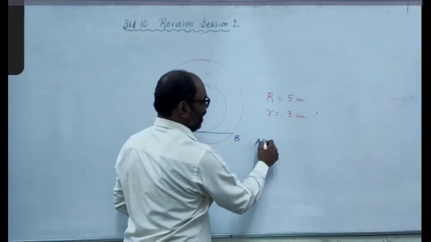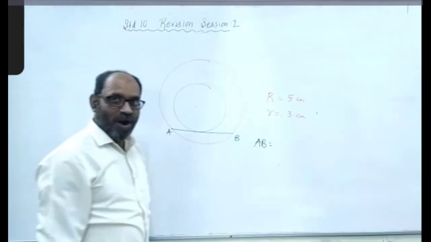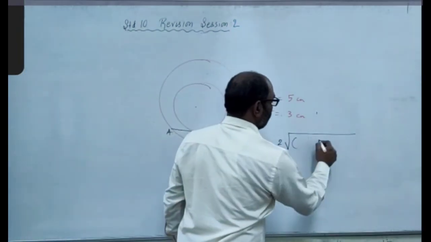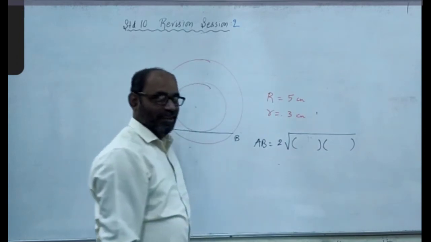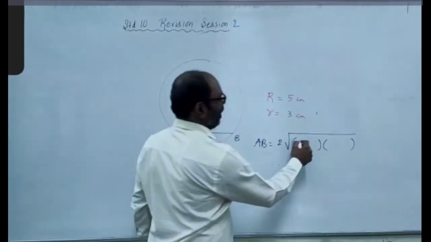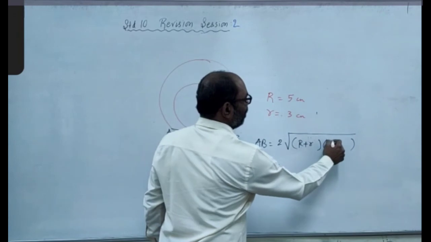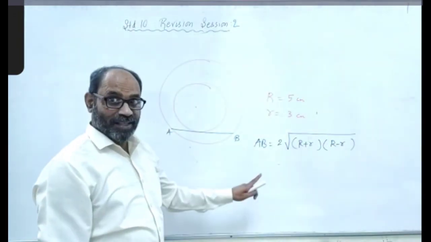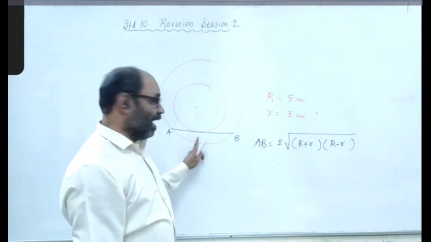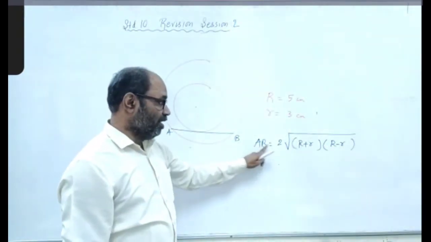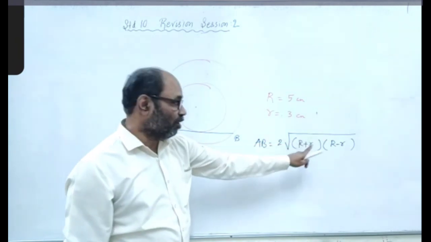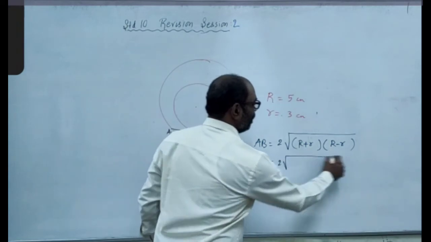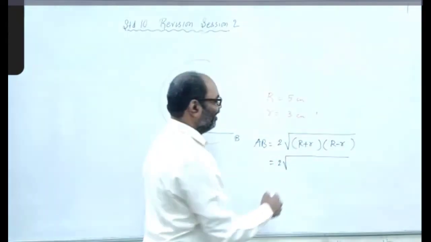Children, ये formula याद रखो. Length of the chord AB is 2 times square root of bracket into bracket. Be careful. ये bracket में capital R plus small r, दूसरा में capital R minus small r. ये formula ध्यान में रखो. Length of the chord AB is 2 times the square root of (R plus r) into (R minus r). At this कल के लिए याद रखो.